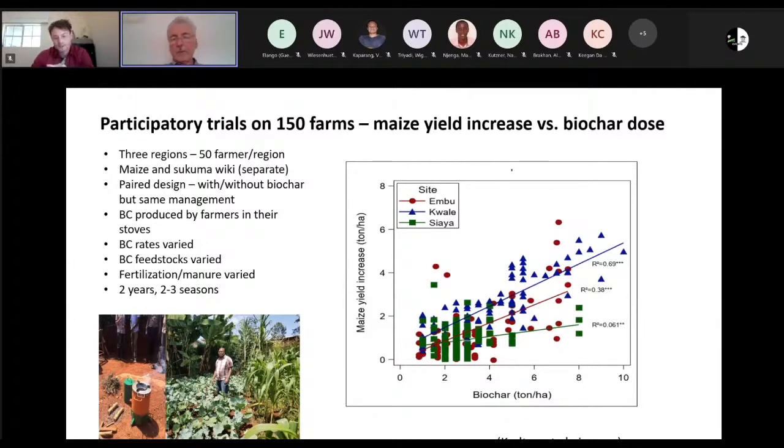It differs a little bit between the different regions, but the general trend is that we get huge maize yield increases in response to biochar rates. Next, please.